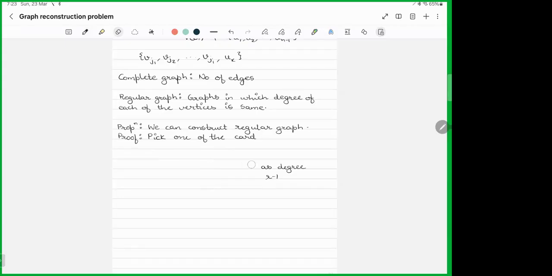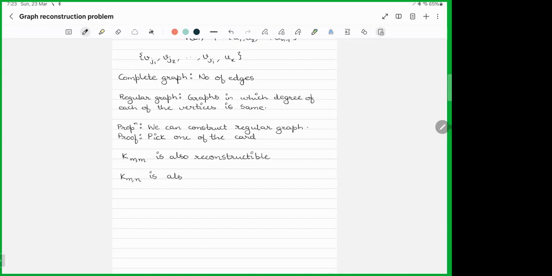Is it fine with everyone? Yes. Okay. So this proposition will imply that complete graphs and cycles are reconstructible. It also means that the complete bipartite graph K m comma m is also reconstructible, right? Because the degree of every vertex is m. In fact, you can actually prove that K m comma n is also reconstructible.